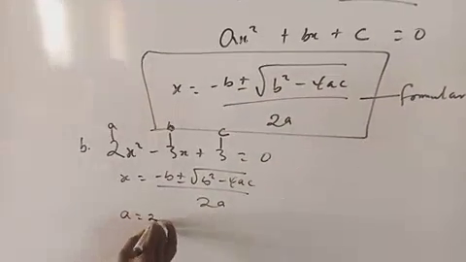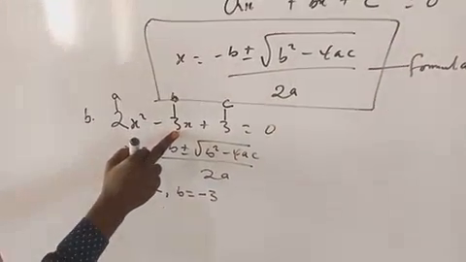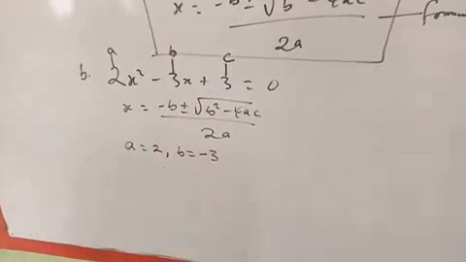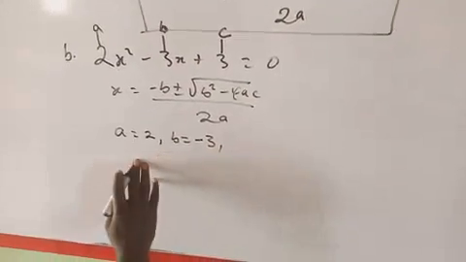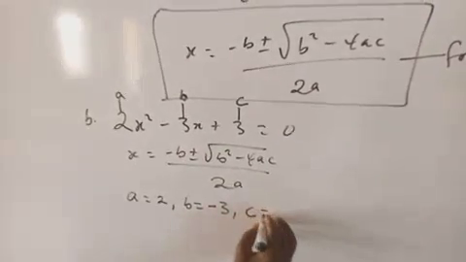A is equal to 2. B is equal to minus 3. Please be careful with your sign. This is not just 3. This is minus 3. You can only neglect plus because plus 3 is the same thing as 3. But minus, please don't neglect it. Have respect for minus, I beg of you. So here C is equal to 3.